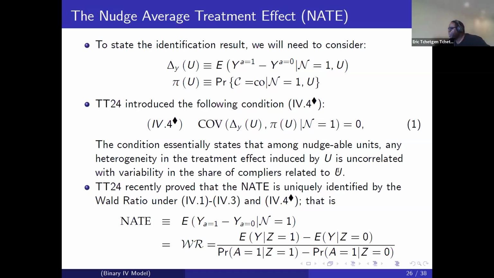This is somewhat similar to one of the conditions, the additive condition where we had no common effect modifiers, except that this is involving two very different quantities. These are quantities that capture the heterogeneity in causal effect as a function of the unmeasured confounder versus the proportion of individuals, among the nudge-able, who might be compliers. So what we established, therefore, is that the NATE is uniquely identified by the Wald ratio under IV1 through IV3, and this new assumption IV4 diamond.